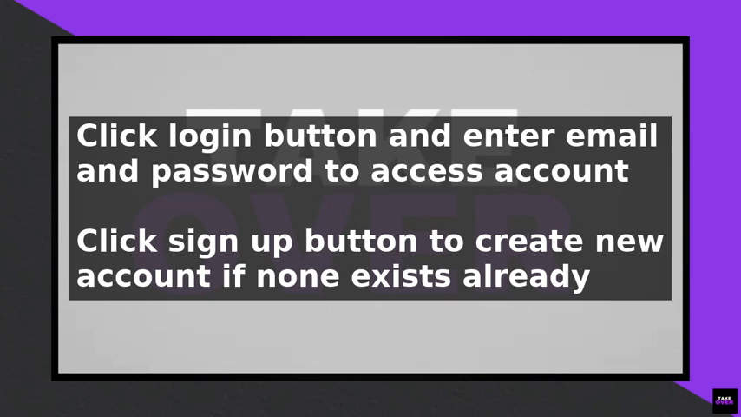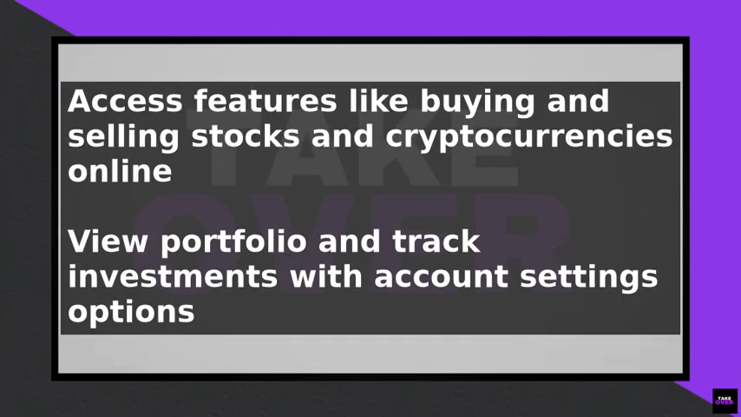After logging into your account, you will be able to access all the features of Robinhood, including buying and selling stocks, options, and cryptocurrencies. You can also view your portfolio, track your investments, and set up account settings.